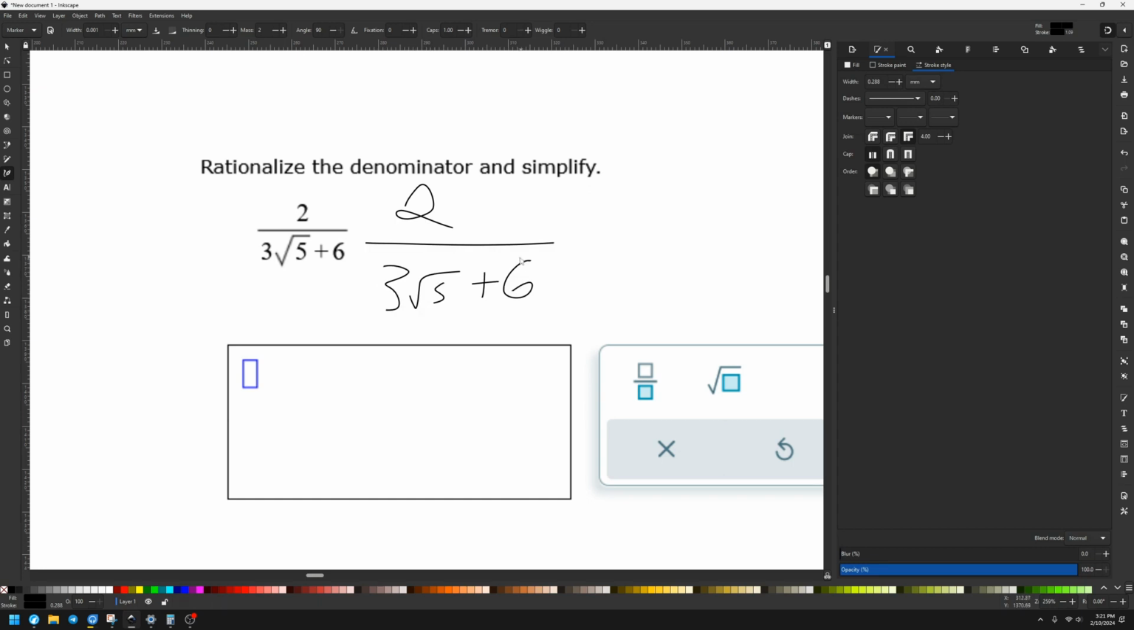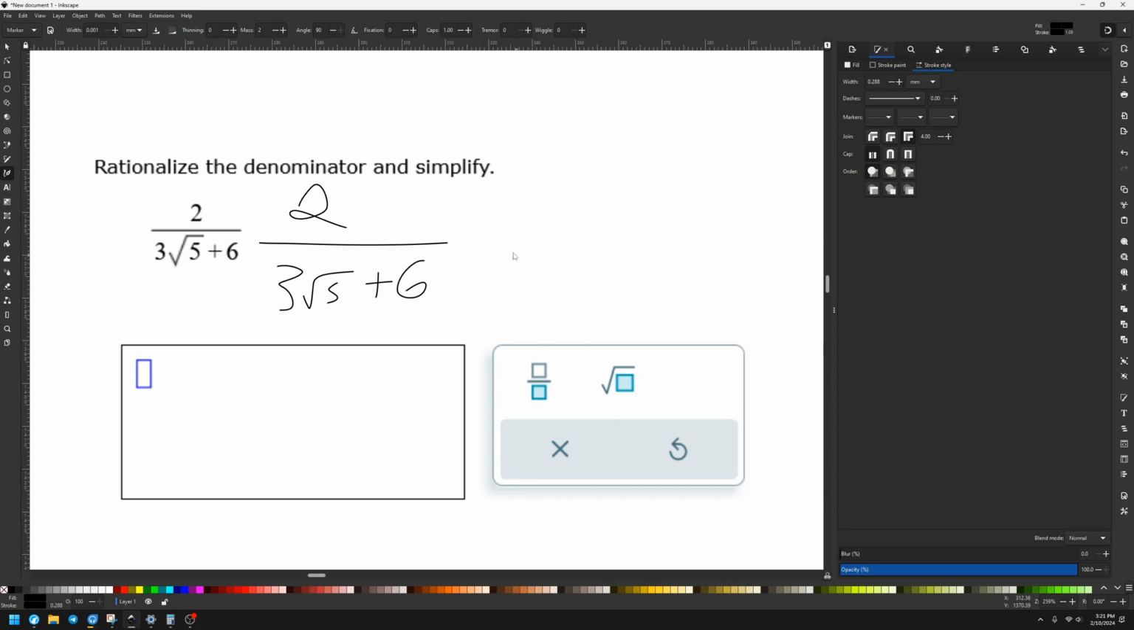Here, we cannot multiply by 3 times the square root of 5 plus 6 divided by 3 times the square root of 5 plus 6, like the other problems, because that would actually just make it more complicated. So what we have to do is multiply by the conjugate, which is just the denominator, but you switch the sign in the middle. So 3 times the square root of 5 minus 6, that's the conjugate, divided by 3 root 5 minus 6. Again, since we have the same thing on the top and the bottom, we're not actually changing the value of the first term.